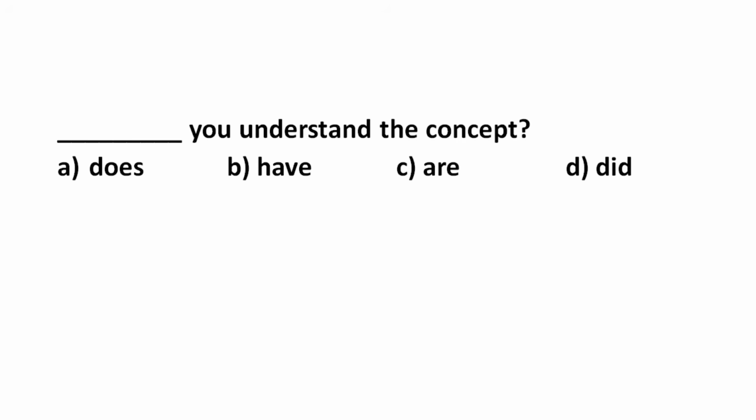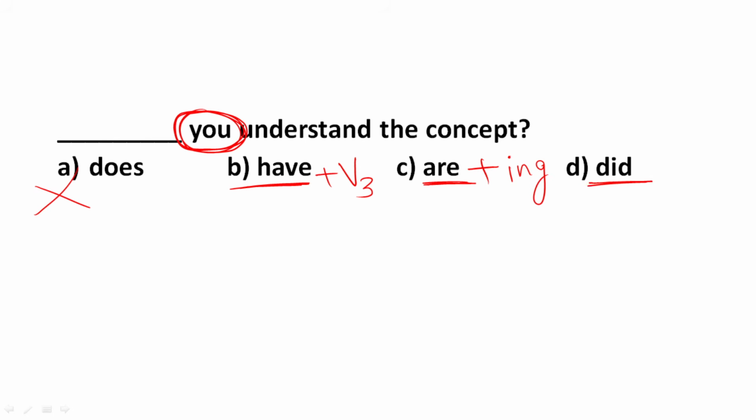Dash you understand the concept. What is the subject you are talking about? You. My dear friends, do you know that does you is wrong grammar? Okay. Now can I say have you? Yes, I can say have you, but have takes the verb in the third form. Can I say are you? Yes, I can say are you, but are takes the verb in the ing form. Can I say did you? I can say did you, but did takes the verb in the first form.